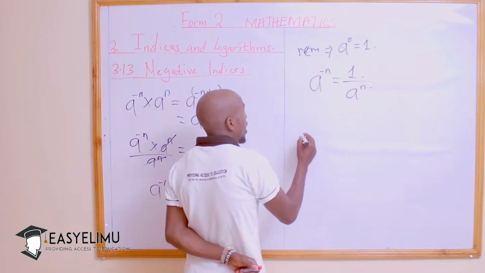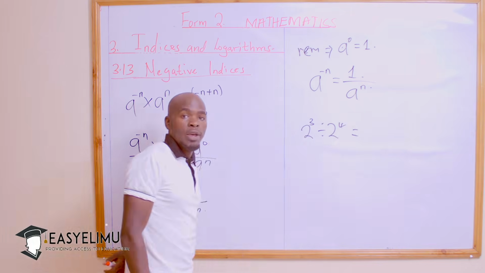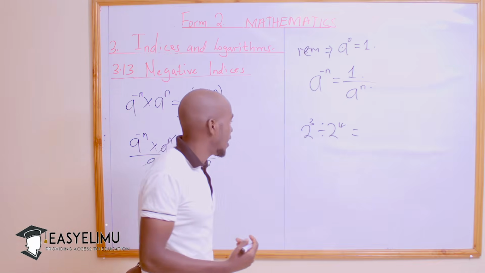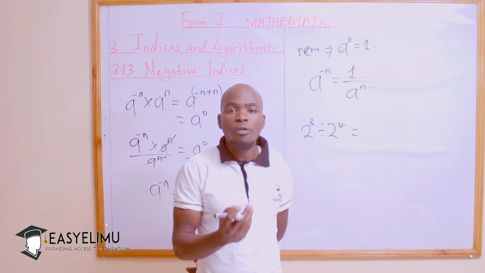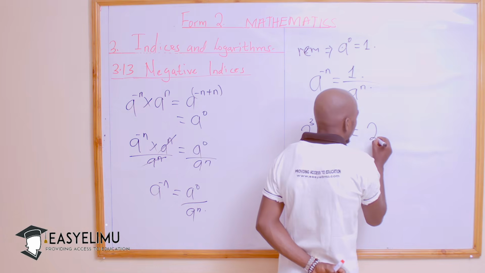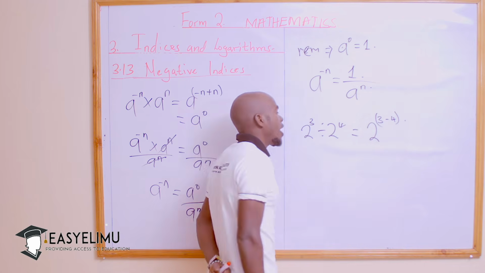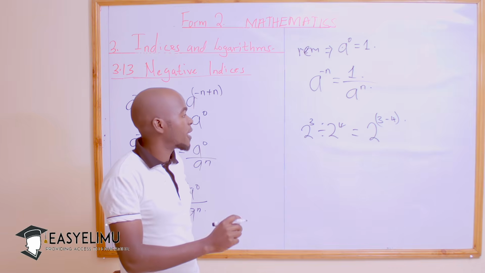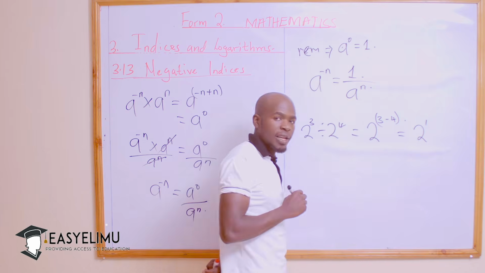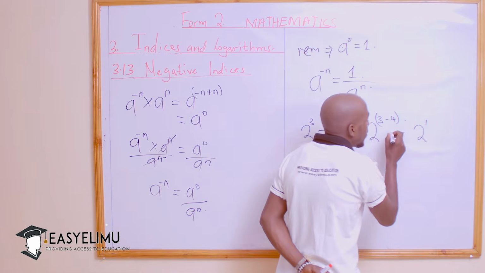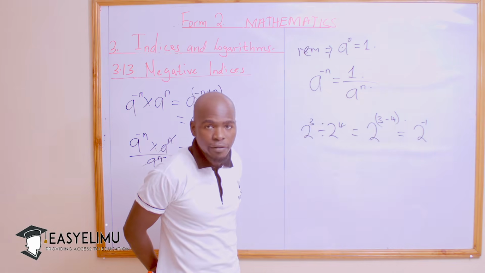For example, we have 2 cubed divided by 2 raised to 4. If we use the second law of indices, we shall have 2 raised to 3 minus 4. Since we have the same base, we have to subtract the powers. Remember, this 3 here is less than 4, so it shall be 2 raised to negative 1.